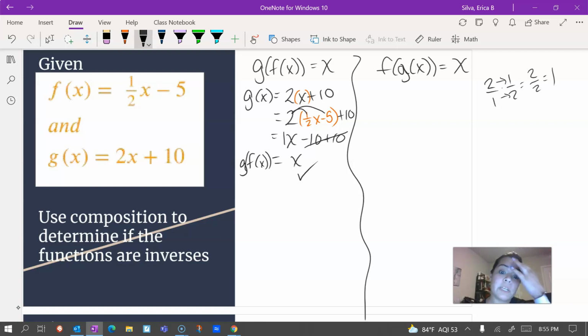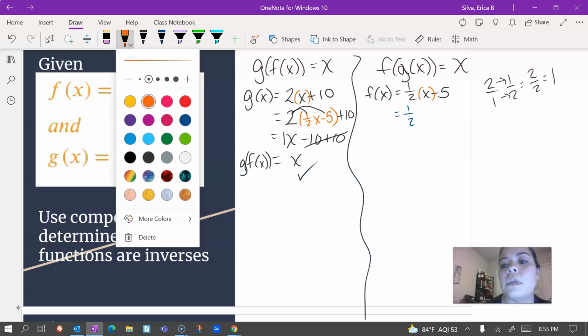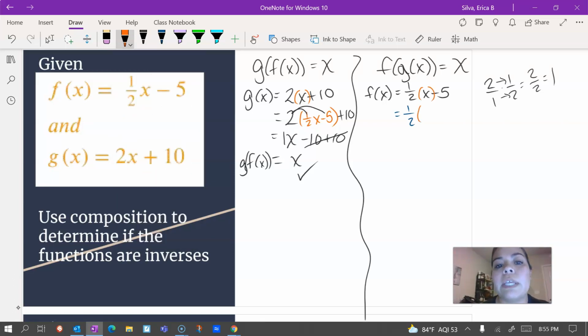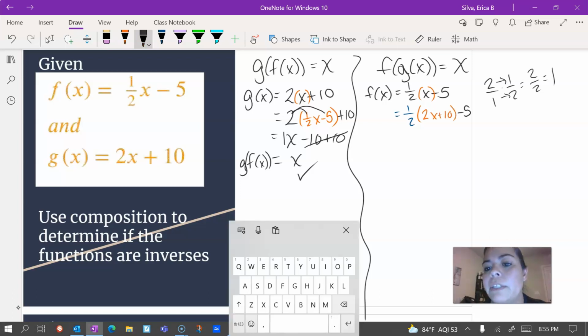So far, so good. But one of them being equal to x is not enough. We have to check for the other one. So let's go ahead and do f of x, which is 1/2 x minus 5. And then wherever x is, we're plugging in g of x, and g of x is 2x plus 10, minus 5.